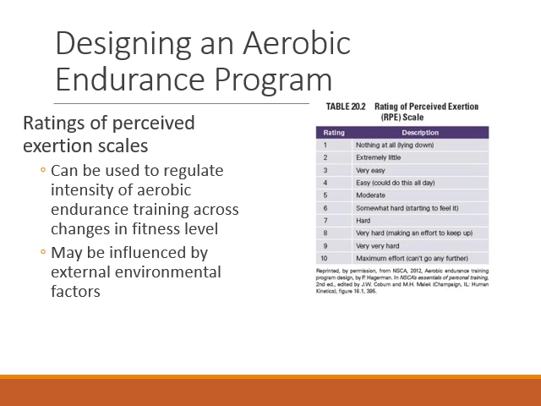Now, ratings of perceived exertion. This is something that you could utilize. Now, this has to be used in a little bit more of a controlled setting. You can use this to regulate aerobic endurance training. So if someone was on a treadmill, they do this a lot in studies when they're doing what they call rating of perceived exertion. What the person does is they just rate their exertion based upon a scale. So here you have a 1 to 10 rating.